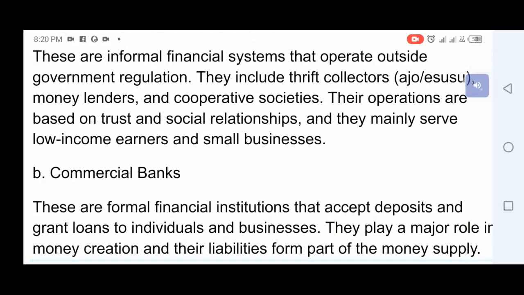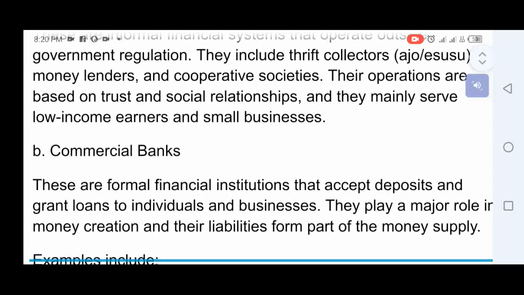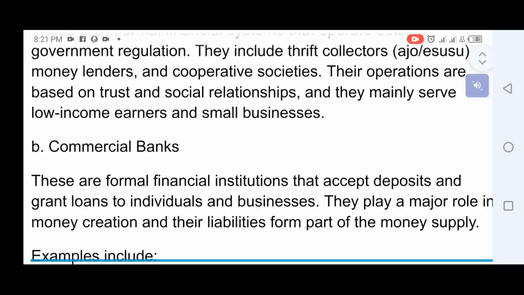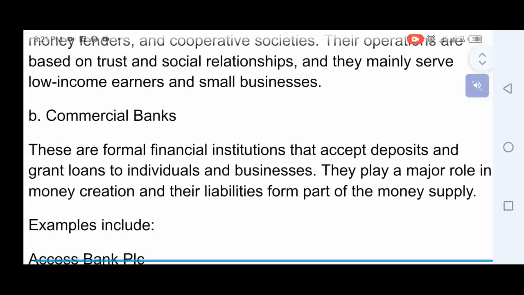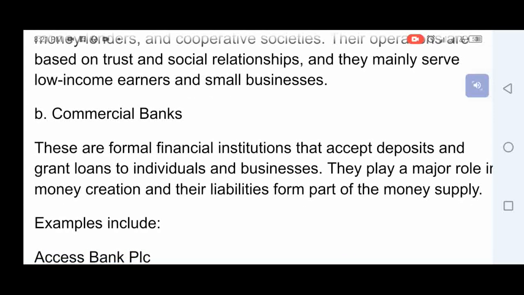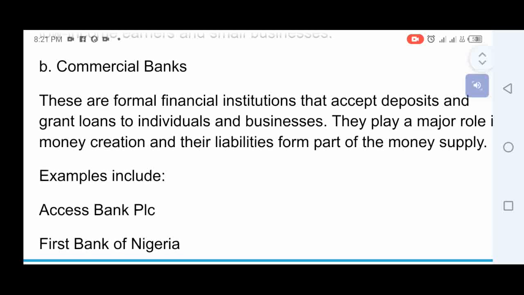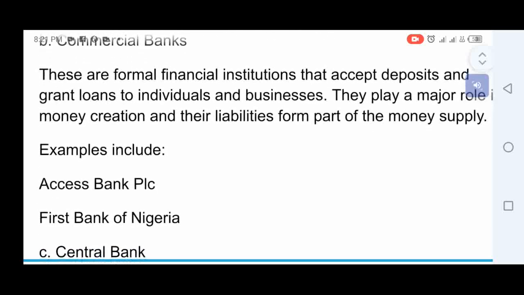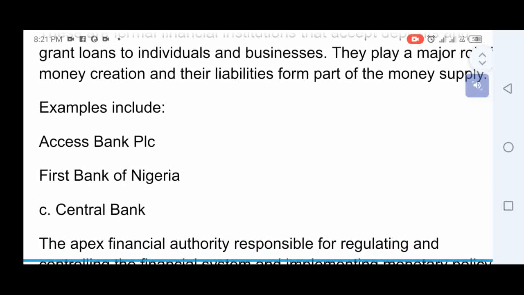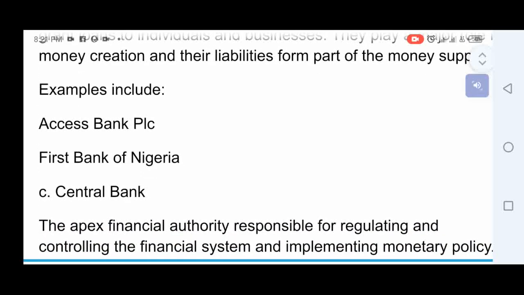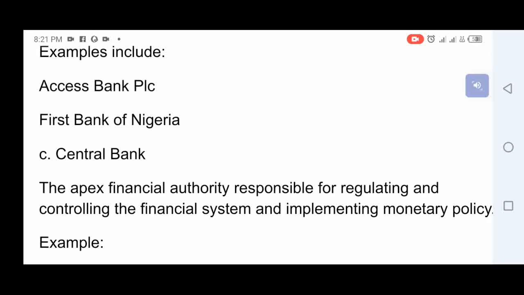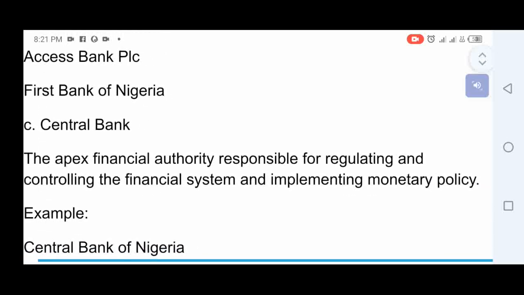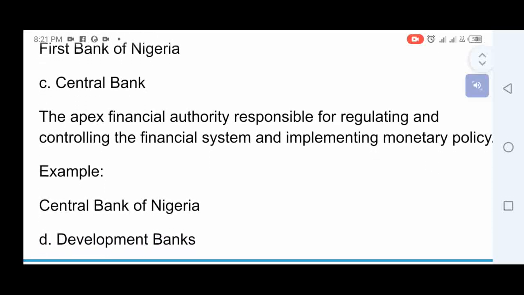B. Commercial banks. These are formal financial institutions that accept deposits and grant loans to individuals and businesses. They play a major role in money creation, and their liabilities form part of the money supply. Examples include Access Bank PLC, First Bank of Nigeria. C. Central Bank. This is the apex financial authority responsible for regulating and controlling the financial system and implementing monetary policy. Example: Central Bank of Nigeria.